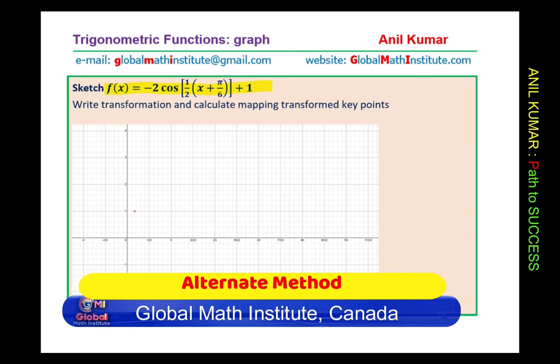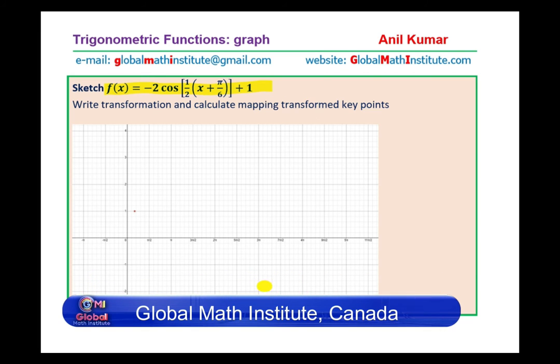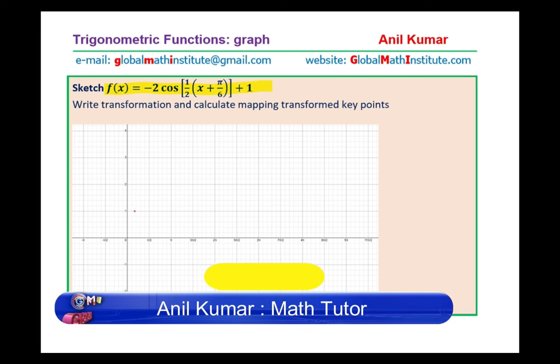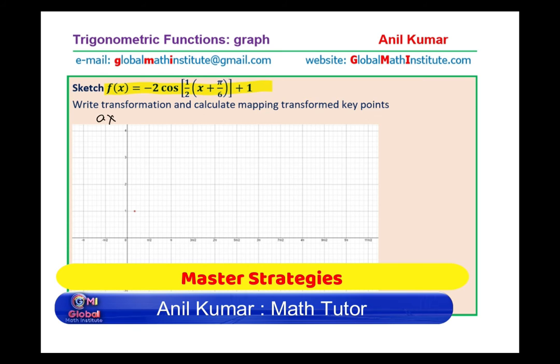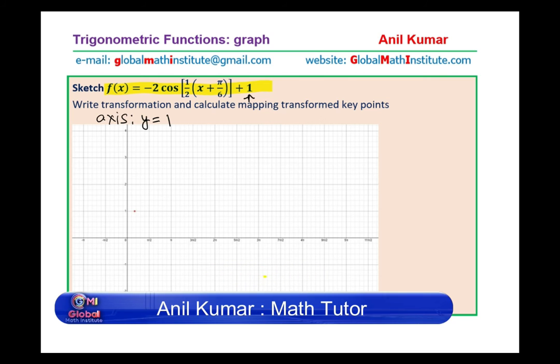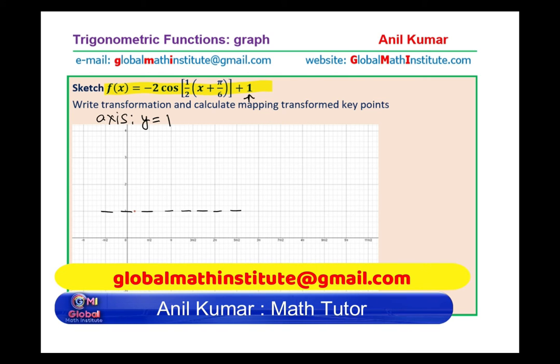Now, see the beauty. This time, we are going to sketch it without calculating any point whatsoever. Okay. So, how are we going to start? We are going to start with the axis of symmetry. So, we'll start with the axis. Axis is at y equals to 1, which is this particular point, correct? So, at y equals to 1, I'm going to draw the axis. There you go, right?